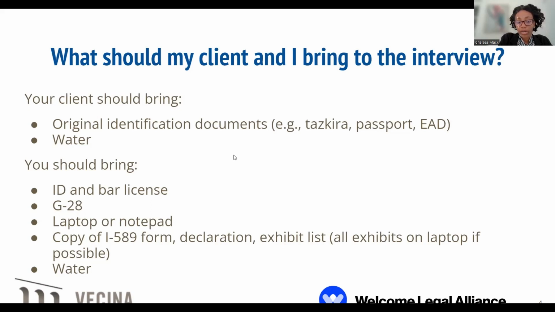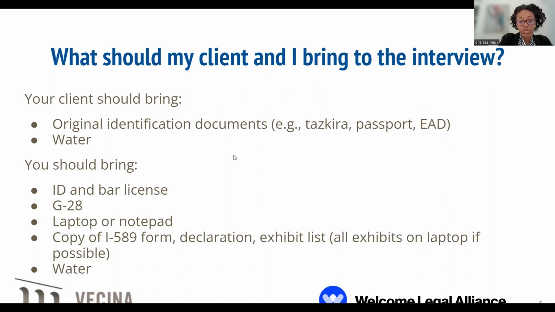Also, we suggest that you bring a copy of the form I-589, as well as the declaration and exhibit list if you have them. Have all of that. Now, those of you who have been filing these online, all that information should be able to be provided immediately to the officer. But those who maybe have filed by paper, definitely bring a copy of the 589.